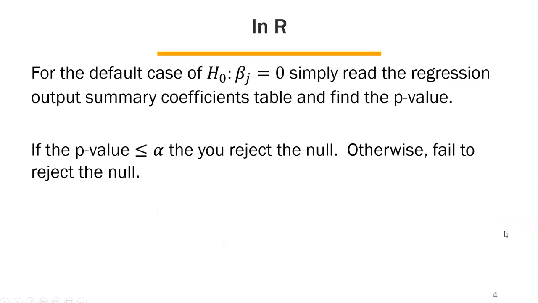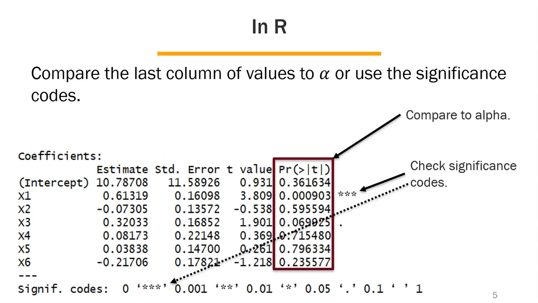So in R, again, the default case is that it's 0. For that situation, we're just going to read the summary coefficients table and find the p-value. If the p-value is less than alpha, you're going to reject the null, otherwise fail to reject the null. So it's really straightforward, very similar to what you would have seen in the prerequisite course where you did some hypothesis testing. So here's an example of a table, and you're simply looking at that last column of values.